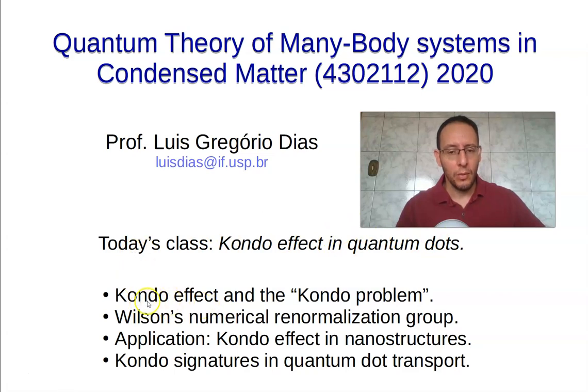So we're going to start by discussing what is the Kondo effect and what was the so-called Kondo problem in the 60s and the 70s. And how this Kondo problem essentially got solved by different techniques, but chief among them is Wilson's NRG method, the numerical renormalization group, and how we can calculate transport using the numerical renormalization group results for a quantum dot, say, in a Kondo regime. And that's the application.